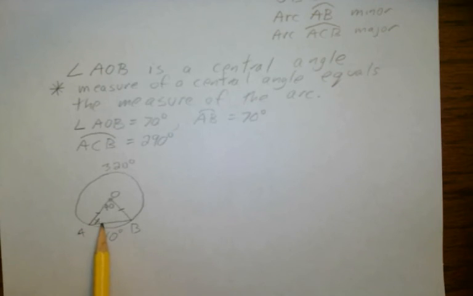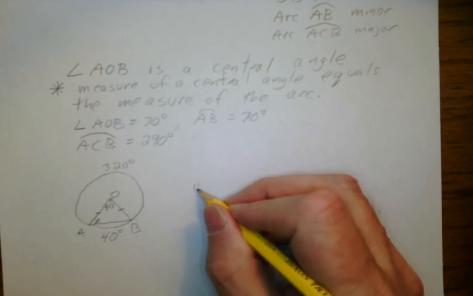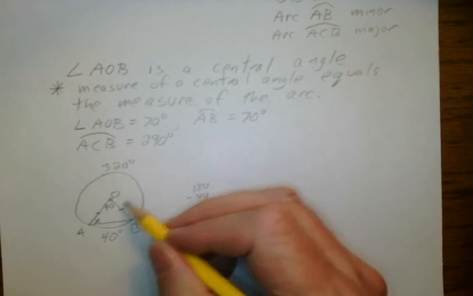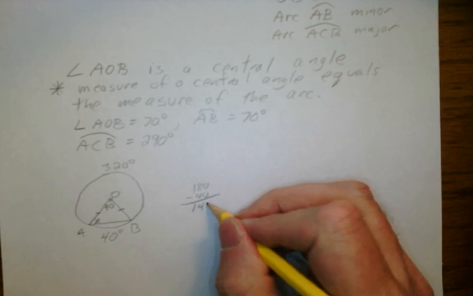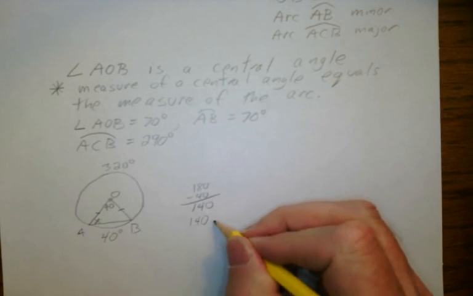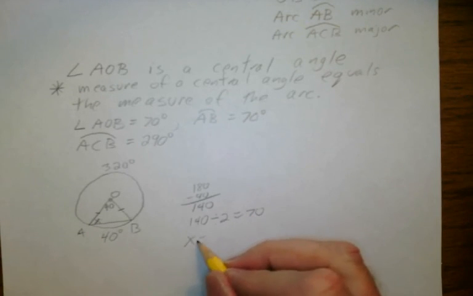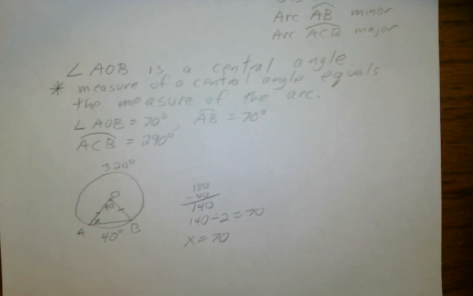So now to find x, we have to remember our properties of an isosceles triangle. Do you remember how you found the base angle if you knew the vertex angle? You did 180 minus 40, and you get 140. These two angles together add up to 140, and they're equal, so you divide by 2, and you get 70. So x is equal to 70.